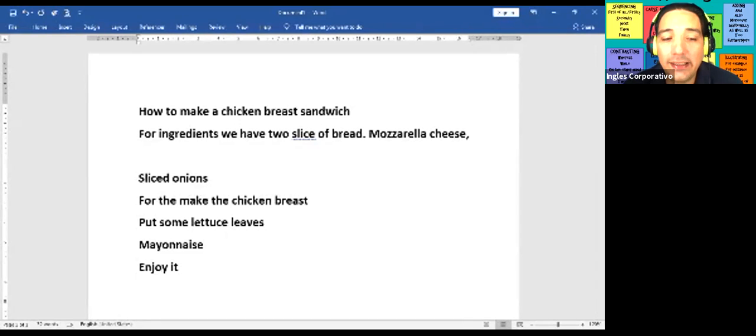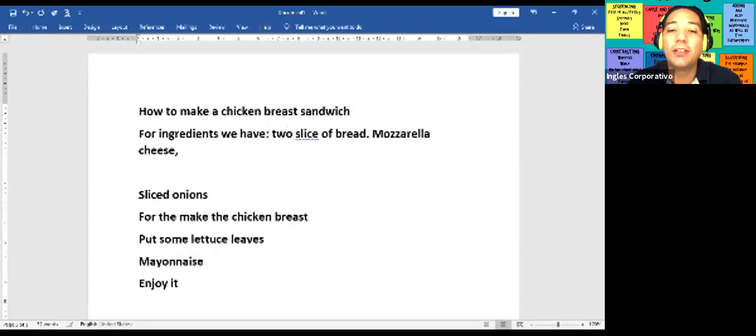Chicken breast. Okay, for ingredients we have, okay? For ingredients we have 2 slices of bread. Of bread. Ojo, 2 slices of bread. Jesus. A ver, ¿quién se quiere sacar un 10 ahorita conmigo? ¿Cómo yo modificar esta sentencia, esta oración, para que suene más natural?